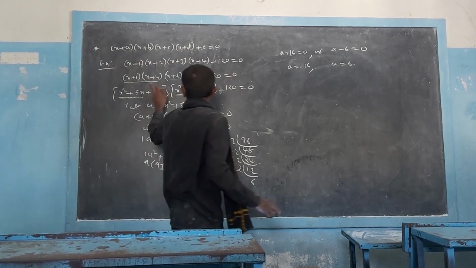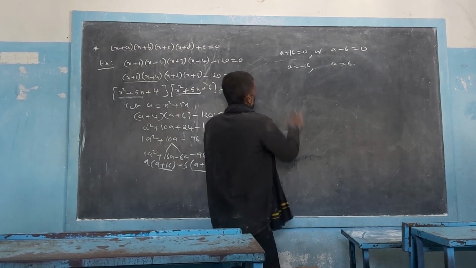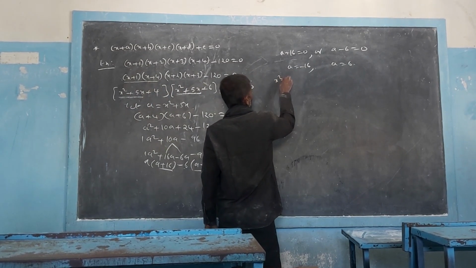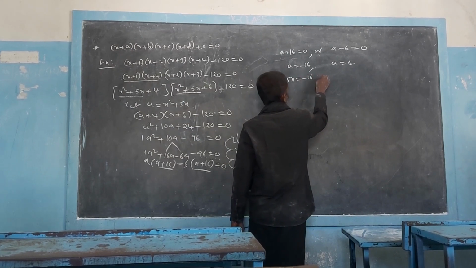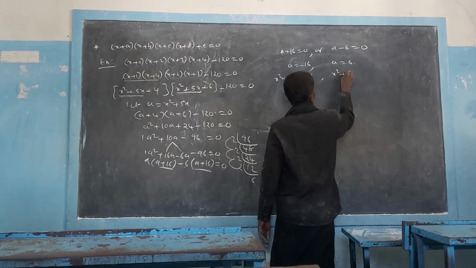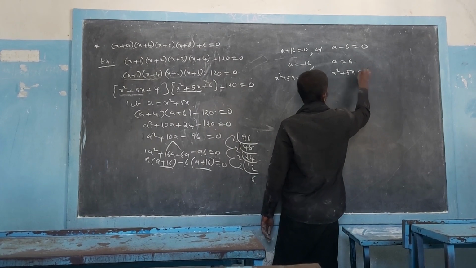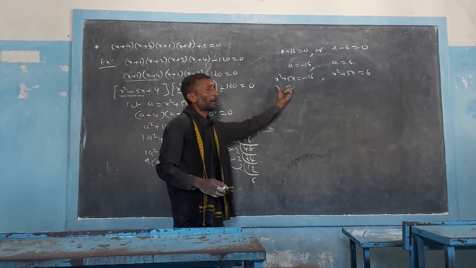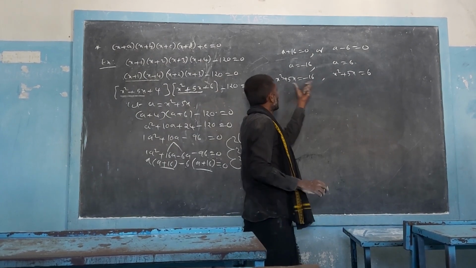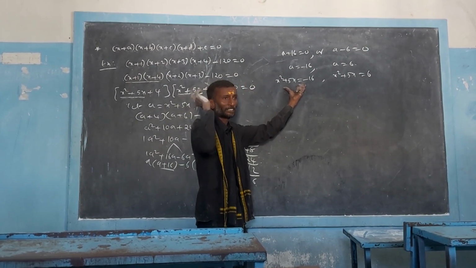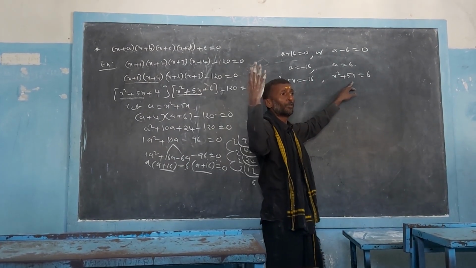So what is here in this problem? X square plus 5x. So this is x square plus 5x. Then x square plus 5x to be equal to minus 16 or x square plus 5x must be equal to 6. Now again we need to solve these quadratics. We are getting two quadratics. For each quadratic, two roots will exist. So 4 roots will come.